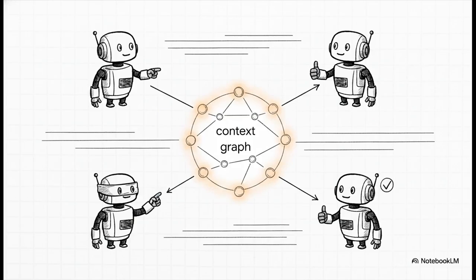But when those same agents share a context graph, the picture changes completely. They are no longer blind. They can see the full state of the system, they understand all the dependencies, and they can even see the decision traces of other agents. They move from chaos to coordination, making safe, consistent, and aligned decisions.